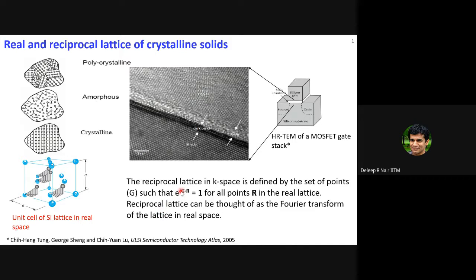So for any point G in the reciprocal lattice, this relationship should hold true for all the points R in the real lattice. If you know the basis vectors of the lattice in real space, one can use them to create the basis vectors of a reciprocal lattice. So you may be wondering why we are using reciprocal lattice. That is because the reciprocal space is used to understand material properties which are not obvious by only looking at the properties in real space.